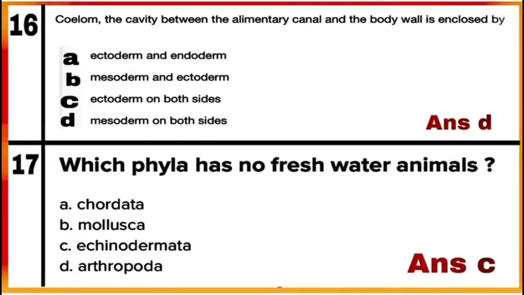Question 16. Coelom. The cavity between alimentary canal and the body wall is enclosed by. Coelom is enclosed by mesoderm on both sides. So correct option is D. Question 17. Which phyla has no freshwater animals? Animals belonging to phylum Echinodermata are all marine. No freshwater animals are found in this phyla. So mark C as a correct answer.